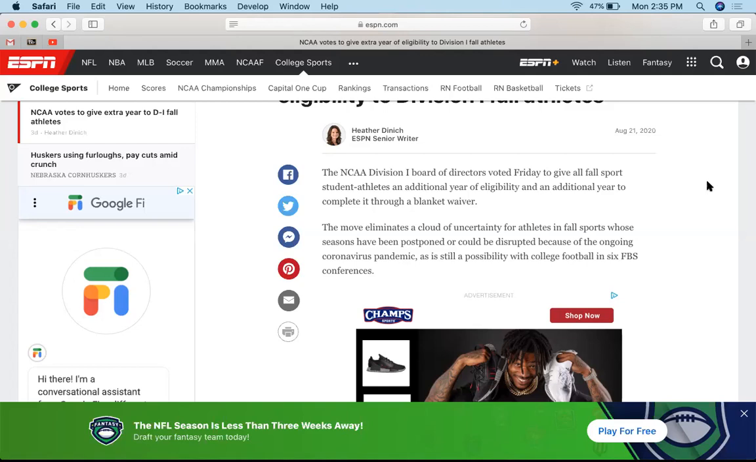So the NCAA Division I Board of Directors voted Friday to give all fall sports student athletes an additional year of eligibility and an additional year to complete it through a blanket waiver. The move eliminates a cloud of uncertainty for athletes in fall sports whose seasons have been postponed or could be disrupted because of the ongoing coronavirus. It is still a possibility with college football in 6 FBS conferences.